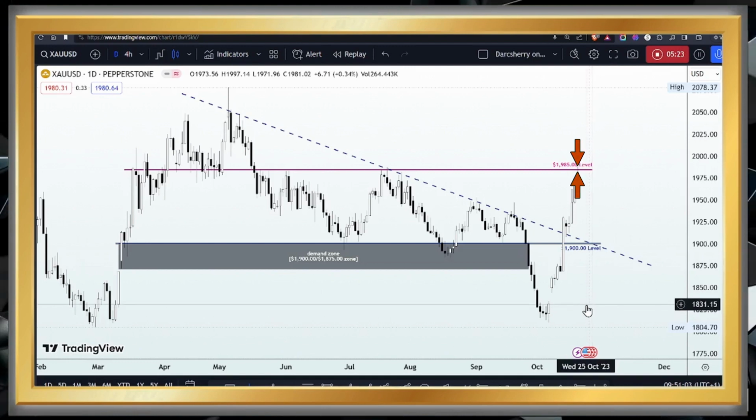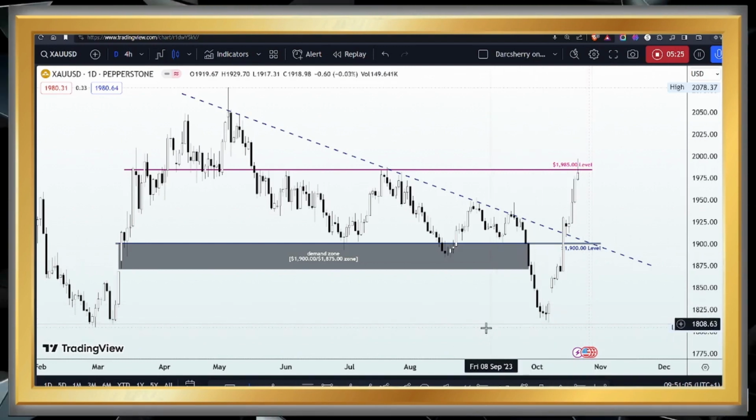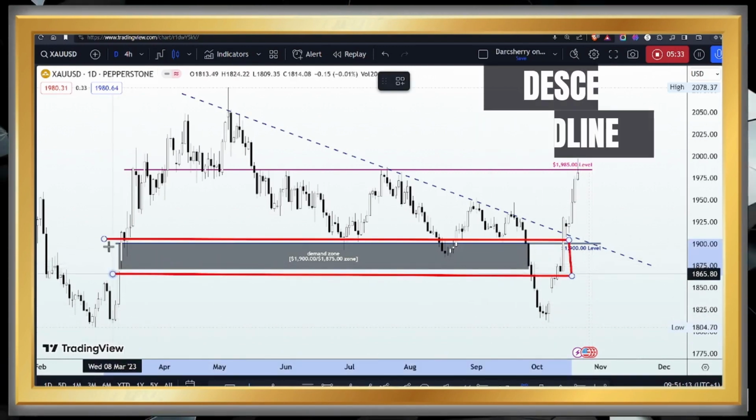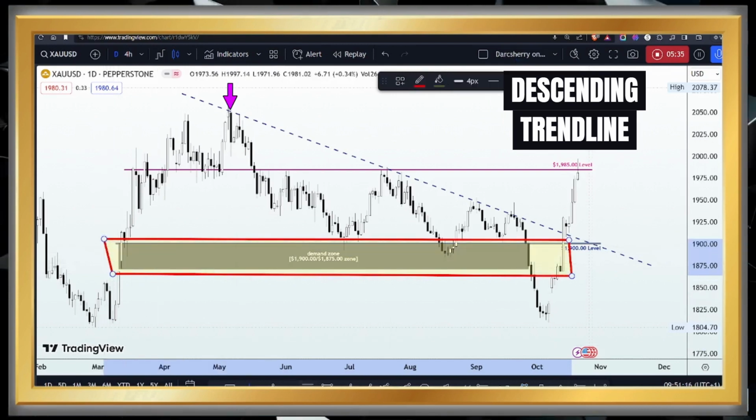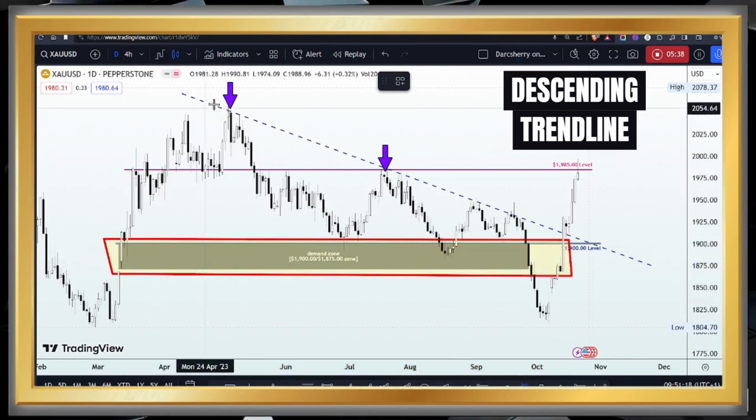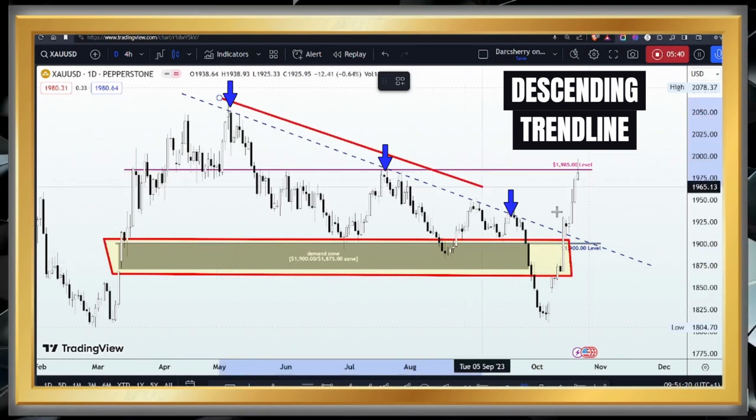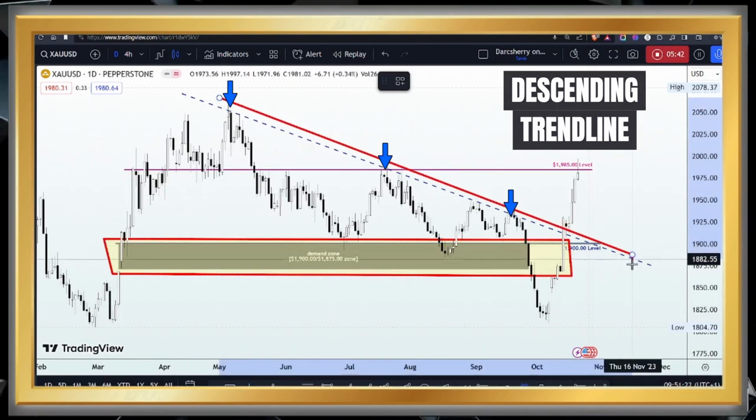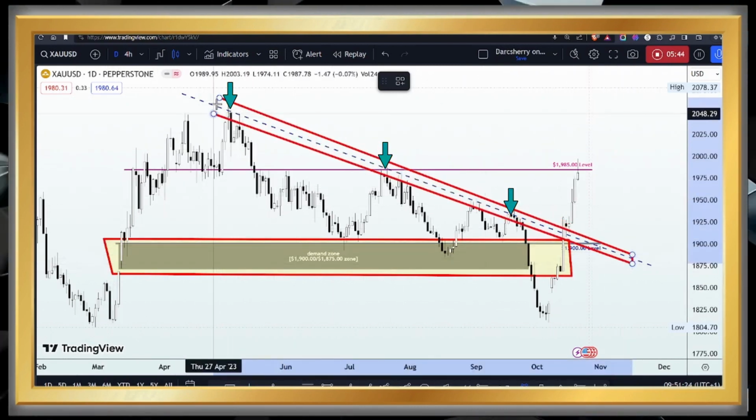Now, in addition to that key level, we also have the descending trend line, which has projected the bearish momentum since the month of April, as you will see here after connecting the series of lower highs.